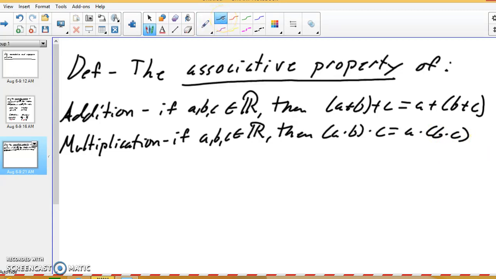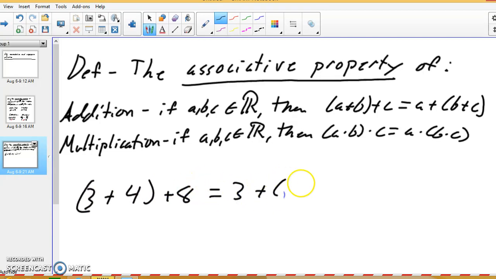So what do I mean by this? What is this statement even saying? It seems pretty abstract, or what are we talking about here? Well, let's go through this. So say we had (3 + 4) + 8. We're saying that's equal to the same as 3 + (4 + 8). Again, this is the associative property of addition. So why do I keep throwing parentheses around this?